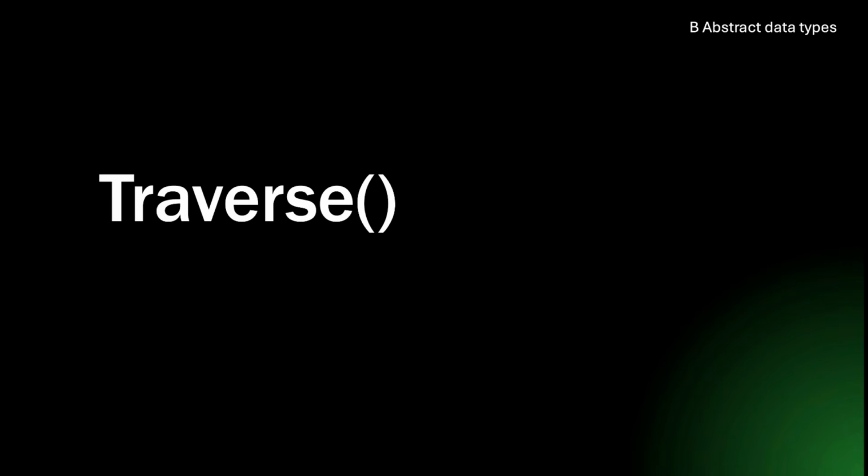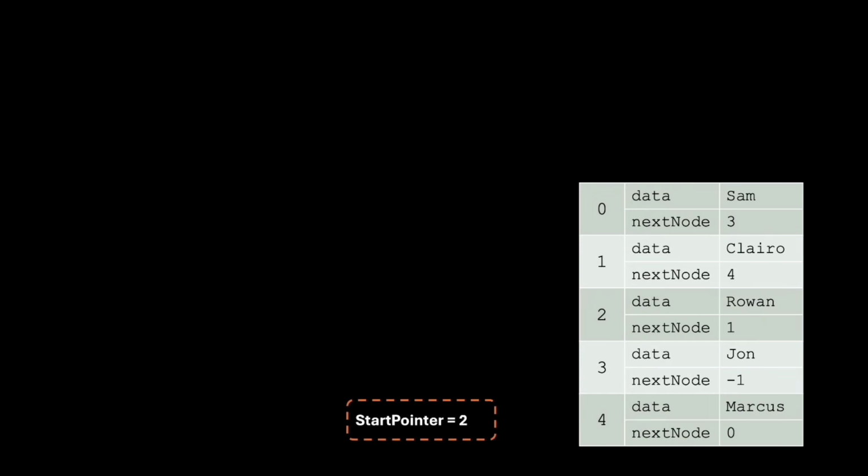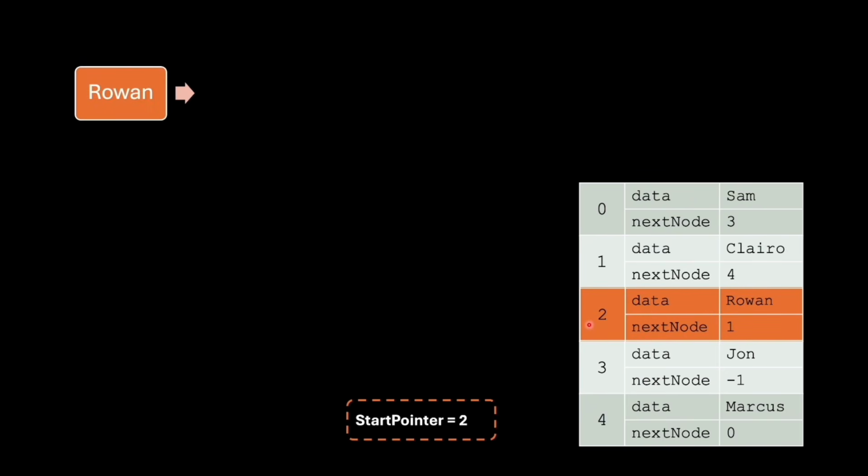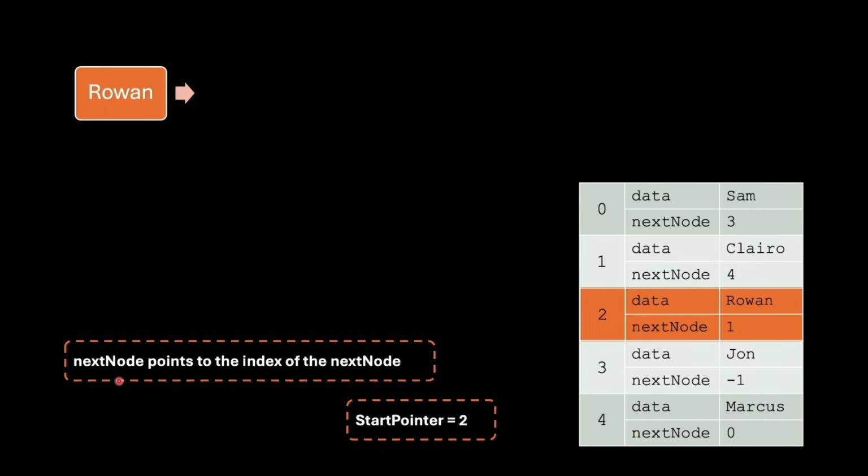Alright, so let's see how we can traverse a linked list. The index of the first node is indicated by the start pointer. So our start pointer is pointing to index 2. So Rowan is our first node. Be careful. Just because Sam is at index 0 doesn't mean that it is our first node. The first node is indicated by the start pointer. Now what comes after Rowan? Next node points to the index of the next node. So Rowan is pointing to index number 1. So the node that comes after Rowan is located at index number 1, which is Claro.